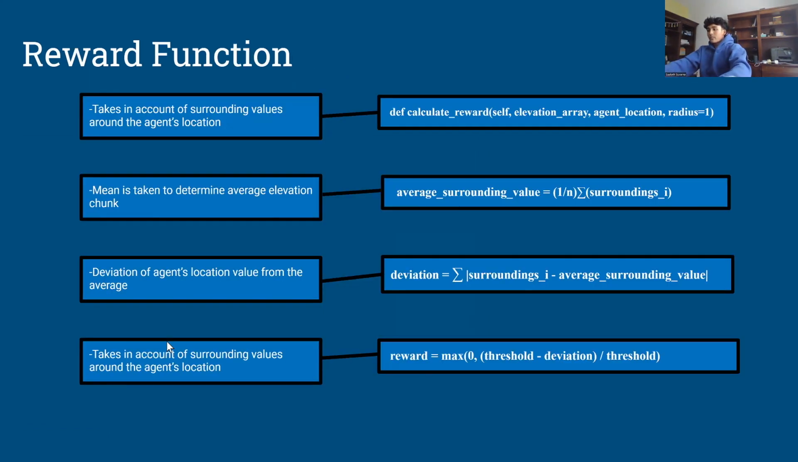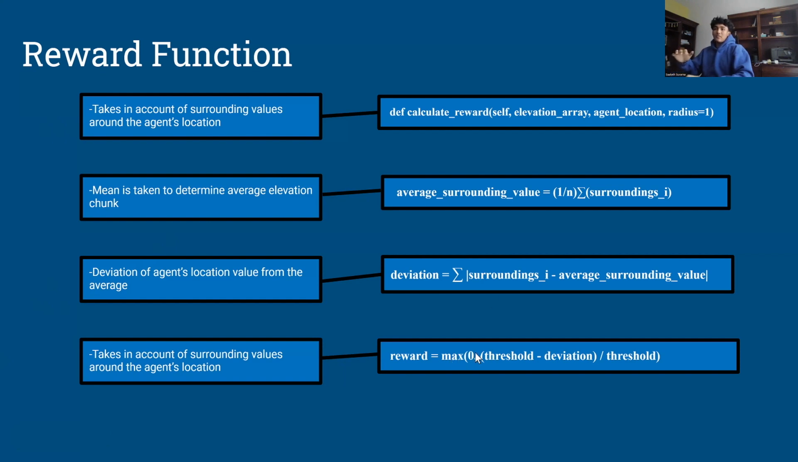Once that is done, the reward function evaluates our agent's actions. It analyzes the action taken by the agent and gives a reward depending on how desirable the action was. The first thing I do is take account of all the surrounding values for our agent because we want a flat landing spot with the greatest area. Next, I take the mean for that region, determine the average elevation chunk, and evaluate how flat the area actually is. Next, we deviate the agent from the average values. This measures how much of the surrounding terrain varies from being flat.